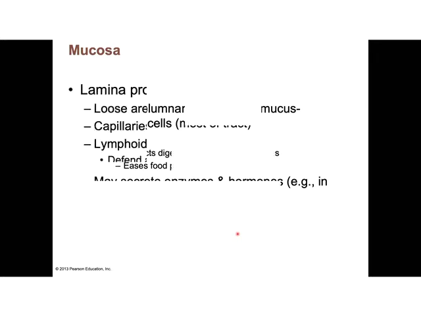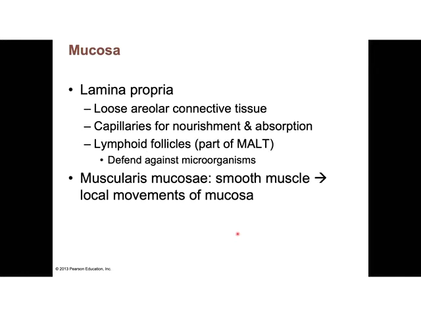The lamina propria is areolar connective tissue that contains capillaries and nerve endings, as well as lymphoid follicles that are part of the mucosa-associated lymphatic tissue, basically macrophages and lymphocytes that defend against the microbes getting into the blood. The muscularis mucosa produces undulating movements of the mucosa that aid in mixing and absorption. So you could think of it as wiggling the tissue that lines the lumen.